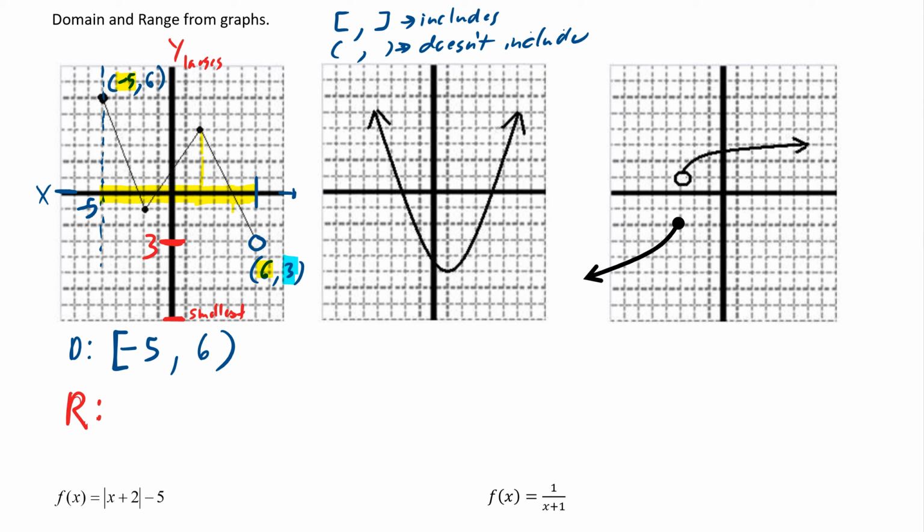Right there, 3. And then if we move up this graph, we have y values. See, there's a y value here, a y value there. There's y values all the way up until we hit here. Our highest y value is 6 right here. So our range would be from -3, again open dot, to the highest value of 6, bracket. And so that's how we use our graph. The range is the lowest to highest.